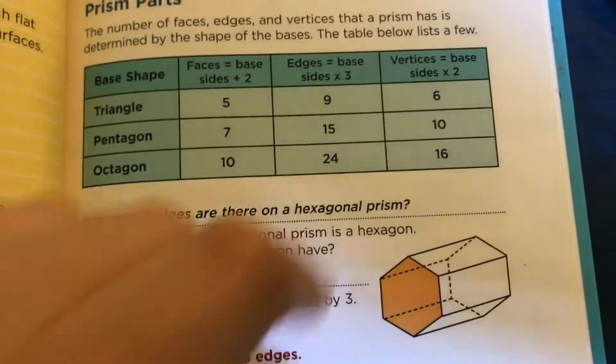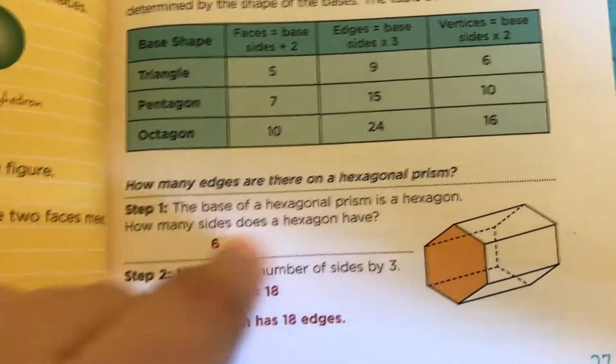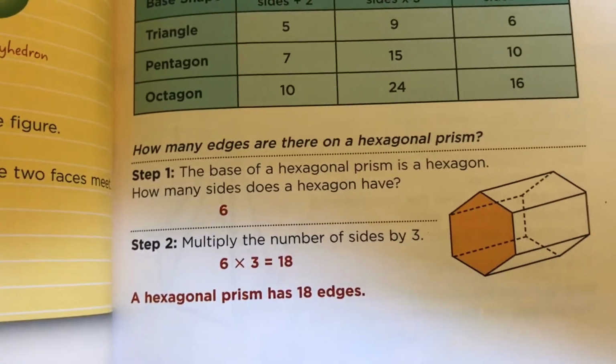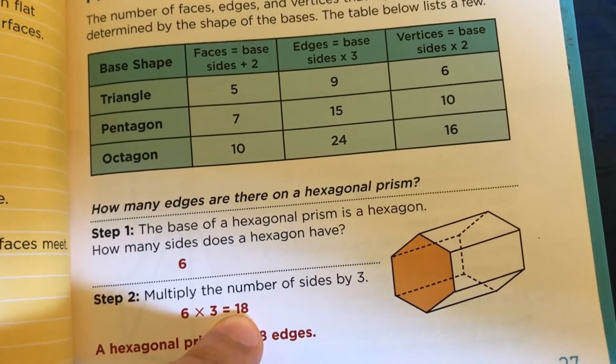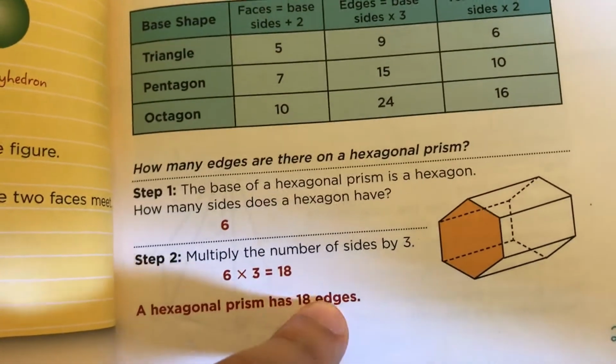How many edges are there on a hexagonal prism? The base of a hexagonal prism is a hexagon. How many sides does the hexagon have? 6. Multiply the number of sides by 3. So 6 times 3 is 18. A hexagonal prism has 18 edges.